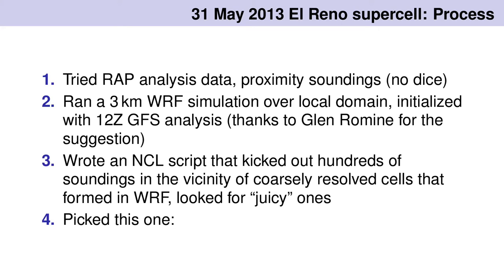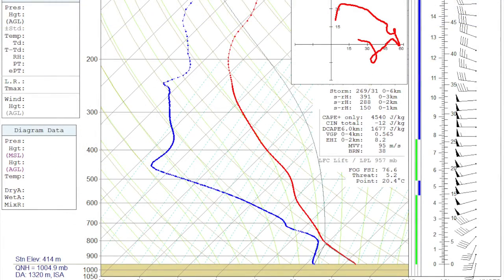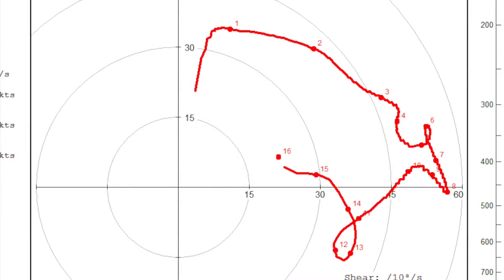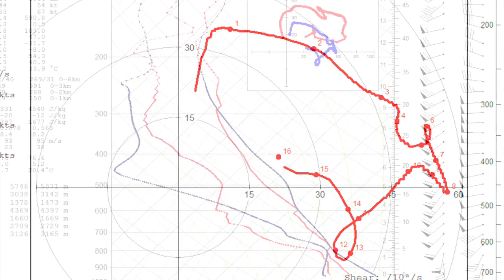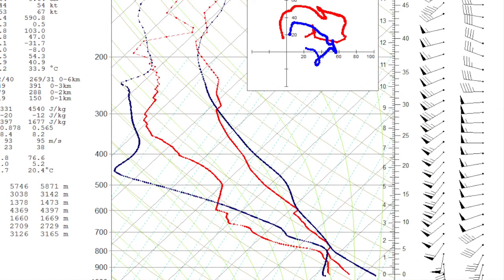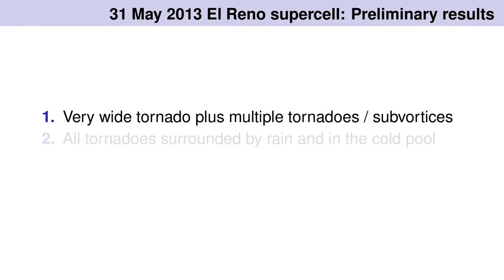It also has lots of CAPE, lots of shear. Here's a well-mixed boundary layer, with dry air aloft here. Here's the hodograph. Storm relative velocity 150, not as high as the other storm. Again, that strong shear from 0 to 1 kilometer, a very long vector. And then you can see it turning clockwise as you'd expect. Here's a comparison of the two soundings. In this case, the red one is 24 May and the blue one is 31 May. Here's the comparison of the hodographs. They have some similarities, but some pretty strong differences as well.